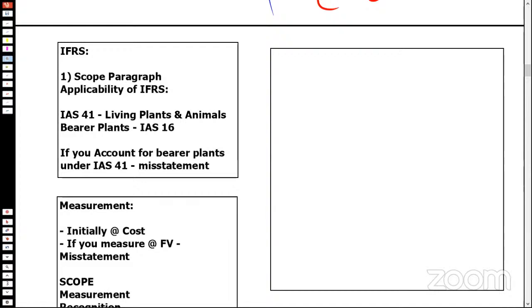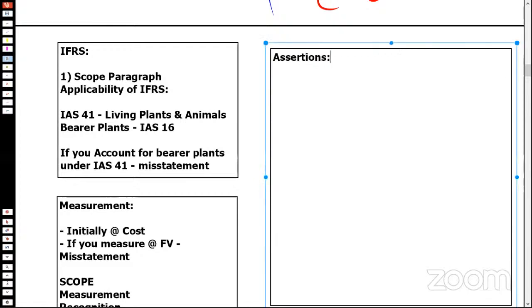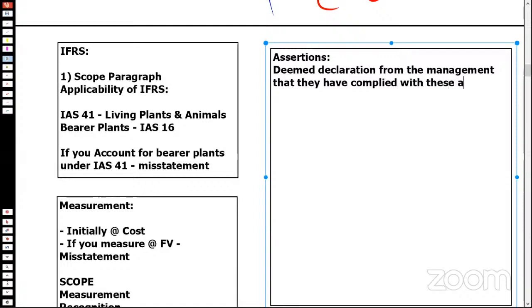First of all, when we talk about the concept of assertions, assertions are basically the deemed declarations from the management that they have complied with these aspects while preparing the financial statement. So what exactly do you mean by assertions? Assertions are the deemed declarations from the management that they have complied with these aspects while preparing the financial statement. Now, what exactly do you mean by this?